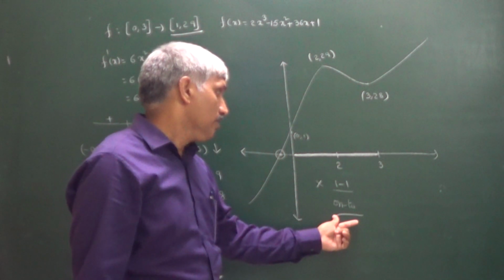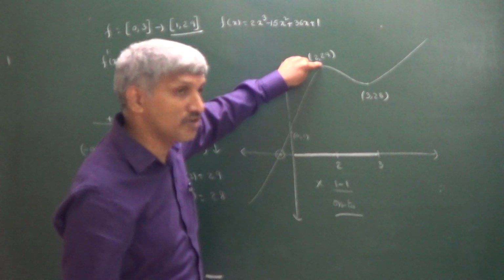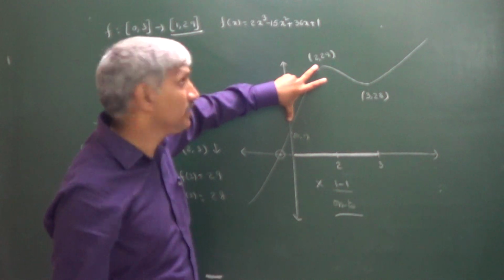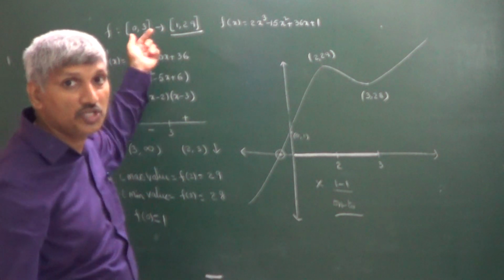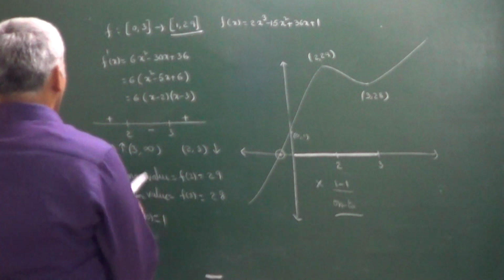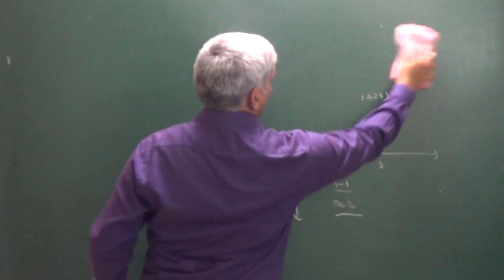Next, between 0 to 3, it is taking all the values between 1 to 29, in the interval 0 to 3. So it is an onto function, right? So that is the way of checking with the help of the graph whether it is a 1-1 function, onto function or not. Next, the question is given like this.